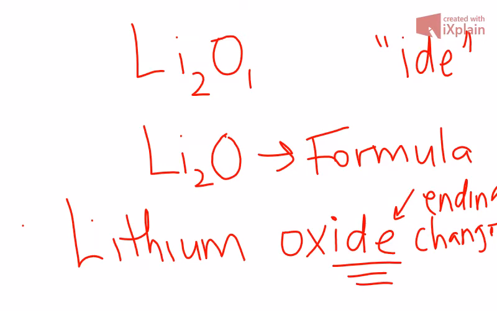Okay, let's try another one. So what would happen if magnesium was going to form an ionic bond with, let's say, chlorine?